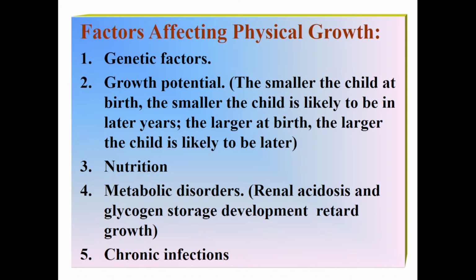The fourth factor is metabolic disorder. When we have a serious chronic process with disorder of main functional systems, for example renal acidosis and glycogen storage disease, they retard growth. If we have serious chronic diseases and change of metabolism and metabolic disorder, we have a potential factor affecting physical growth.